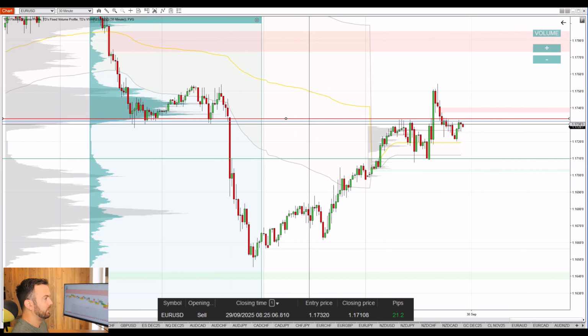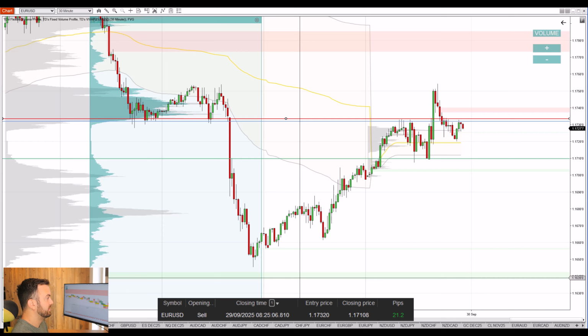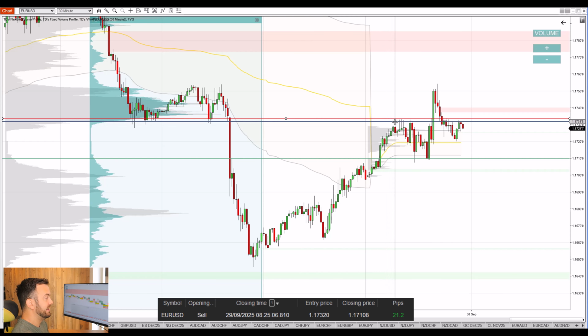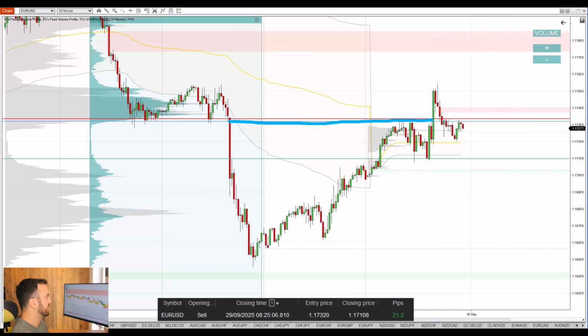Alright, now the level that I showed you today was a level that I also published for the members of our trading course. I publish those levels every day in advance so everybody can trade those alongside me. Let me show you. So this is our members area. This is that prediction from the day, and this is the short level that I published in advance so people could trade that alongside me. 1.1732, right? That's this level.